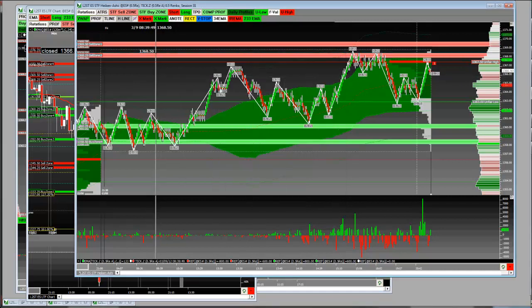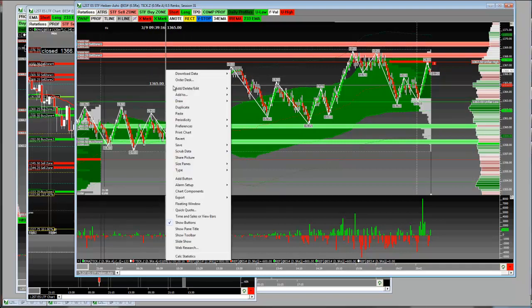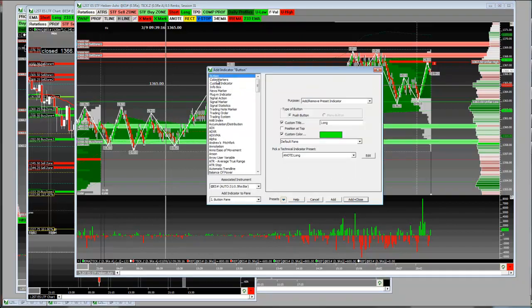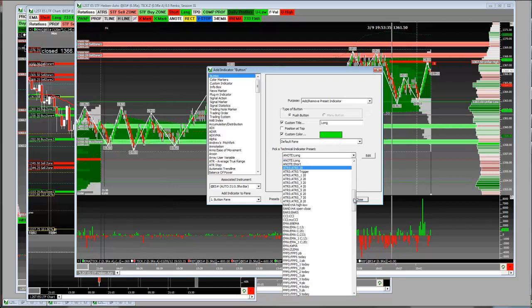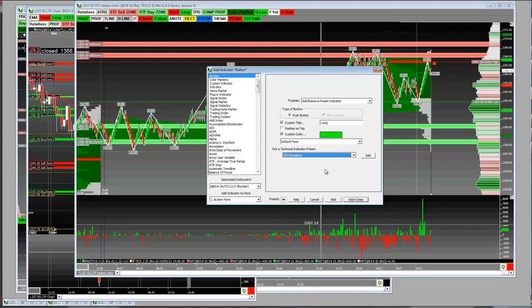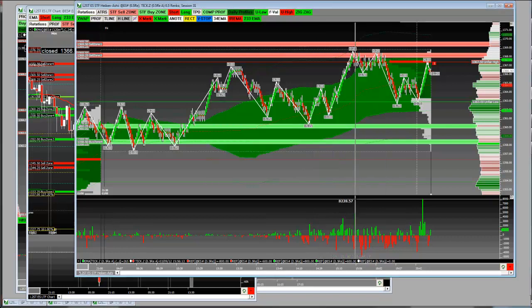Okay. Now, when you've got that, what you can then do is right-click on a chart, add technical indicator, and then go to this option here, button. Right? And then the default should be to add or remove a preset indicator. Now, because you saved that indicator as a preset, it will show up in this list, the zig rotations, right at the bottom. And then when you add that button on, give it a name, whatever you want to call it, zigzag or rotations in my case, give it a color, add it on there, and there it is.